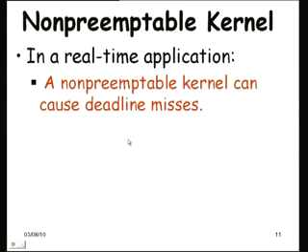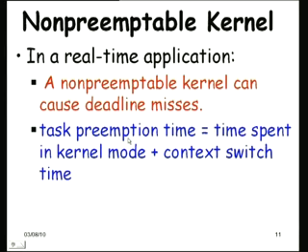Why is that? When a higher priority task comes, it doesn't interrupt the lower priority one. It needs to wait for the current processing to complete. So, if we look at the task preemption time, that would become the time spent in the kernel mode, because this cannot be interrupted. So, the time spent in the kernel mode plus the context switch time, and the time spent in kernel mode can be a second or even more.